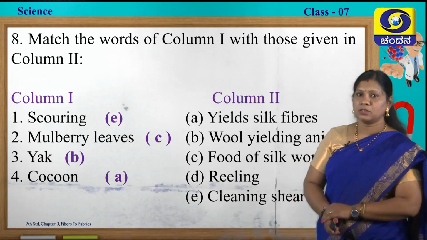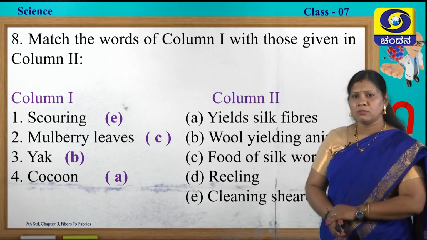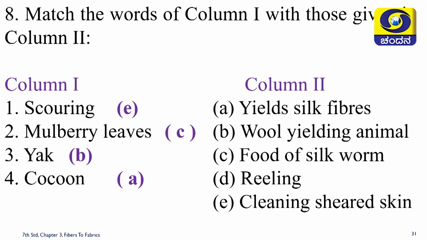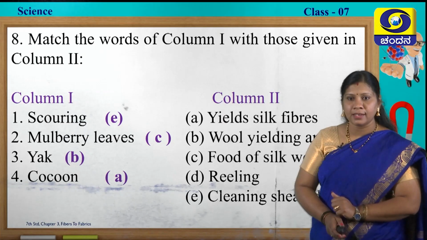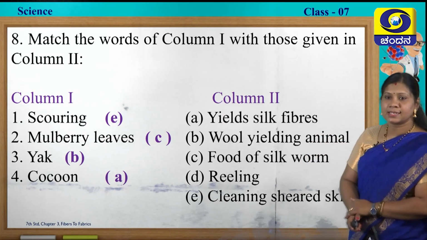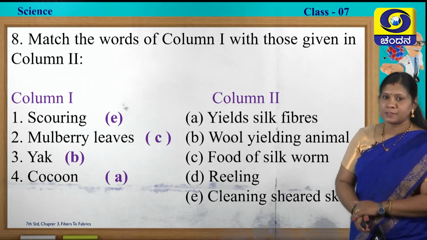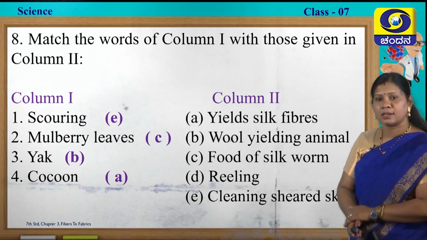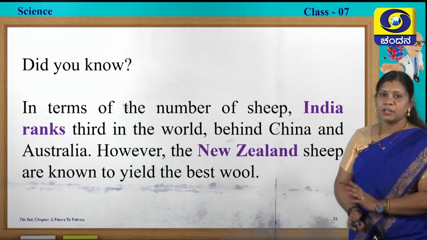In the eighth question, match the words of column 1 with column 2. You can easily answer this, students. Now we are very familiar with silk and wool extraction. Scouring, cleaning sheared skin; mulberry leaves, food of silkworm; yolk, wool yielding animal; and cocoon yields silk fibers. Please note these, students, and practice and study at your home just to be thorough in the subject.